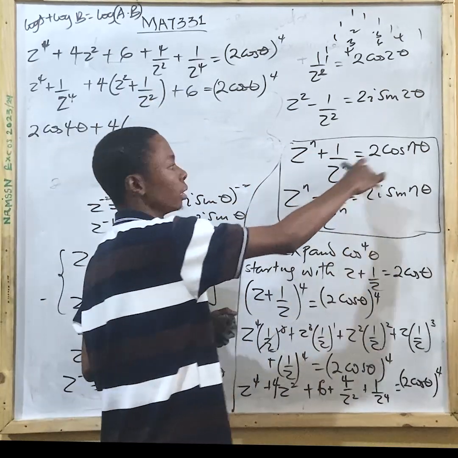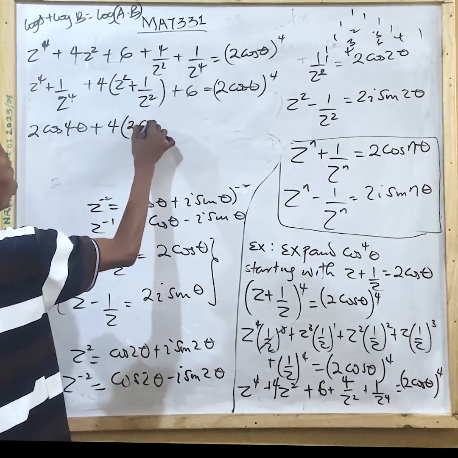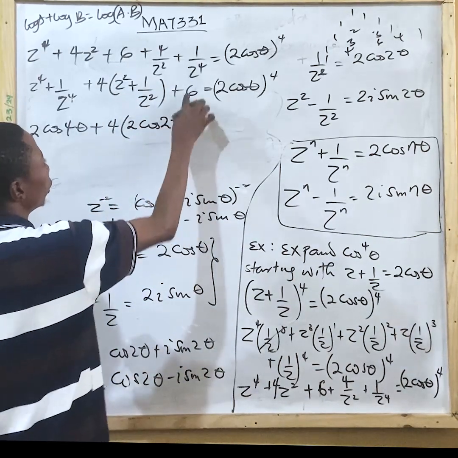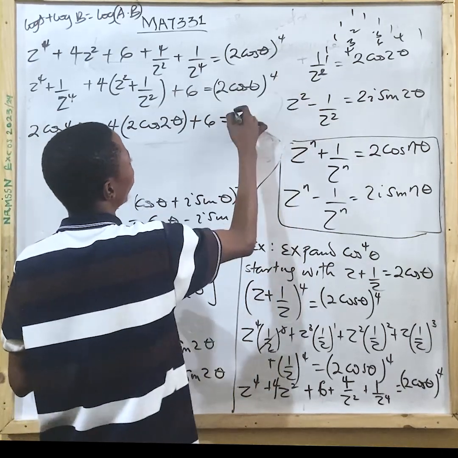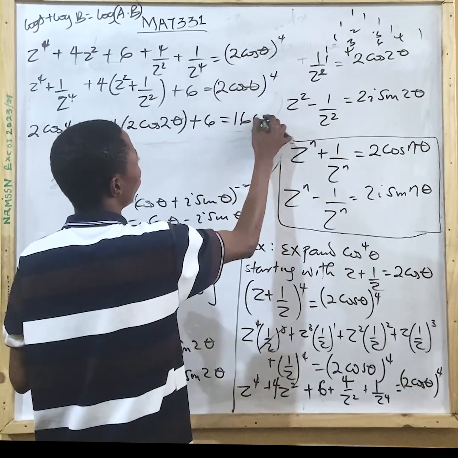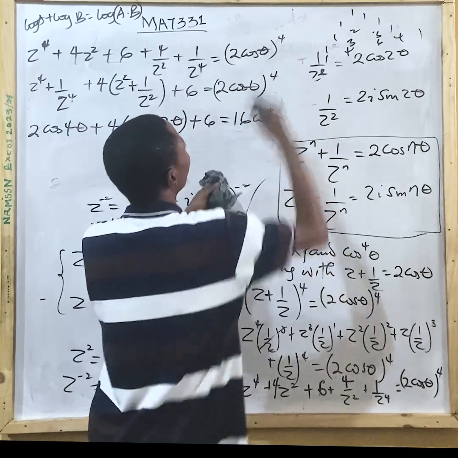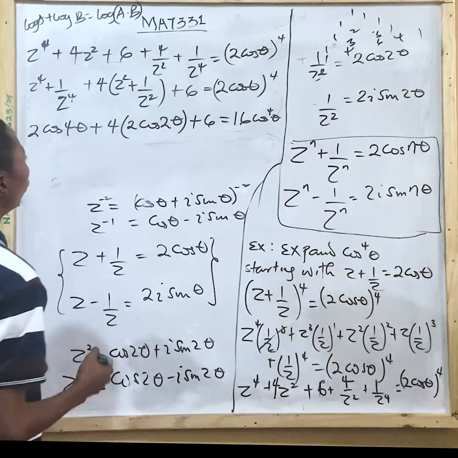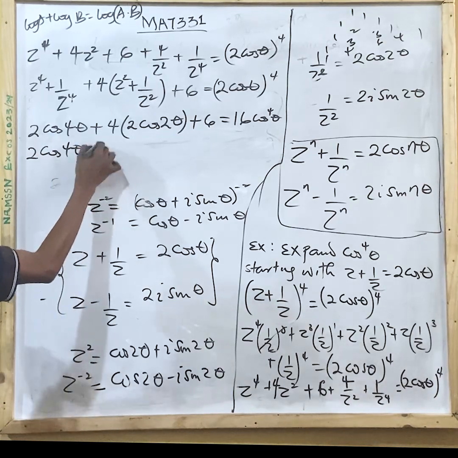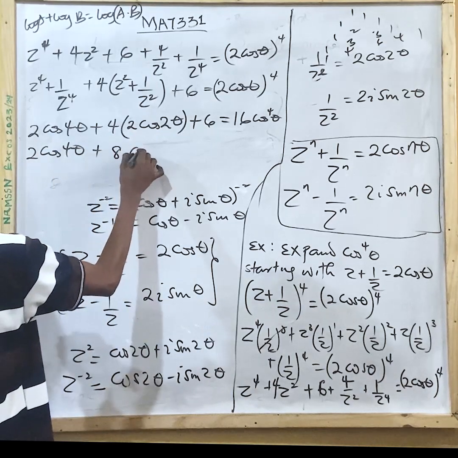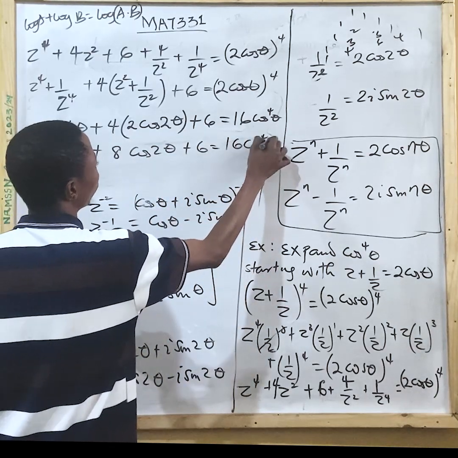z^n plus 1 over z^n is 2 cos nθ. So z squared plus 1 over z squared is 2 cos 2θ. 6 is 6, so nothing. It is equal to 2 raised to power 4, 16, cos raised to power 4 θ. So what do we have left now? Open the brackets. 2 cos 4θ, 4 times 2, 8 cos 2θ plus 6 is equal to 16 cos raised to power 4 θ.